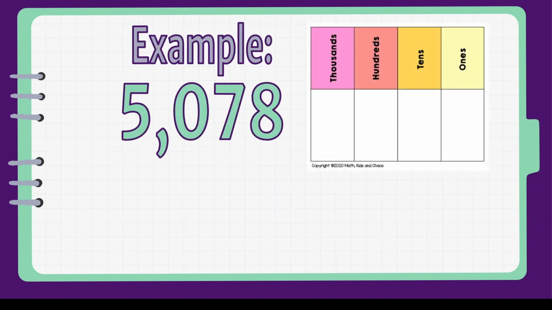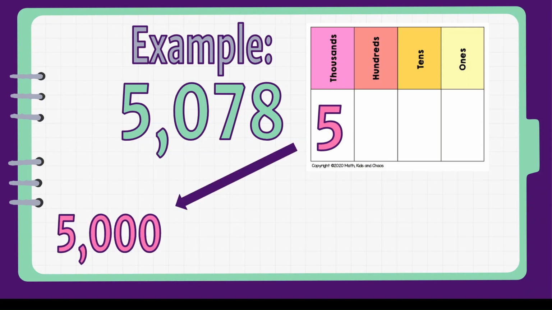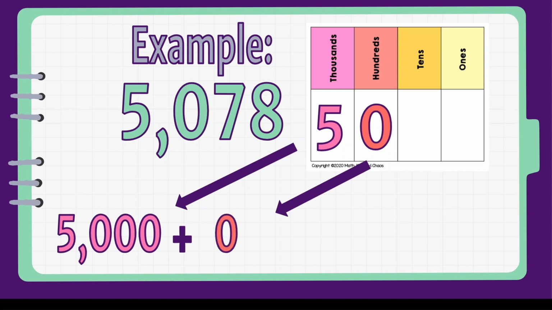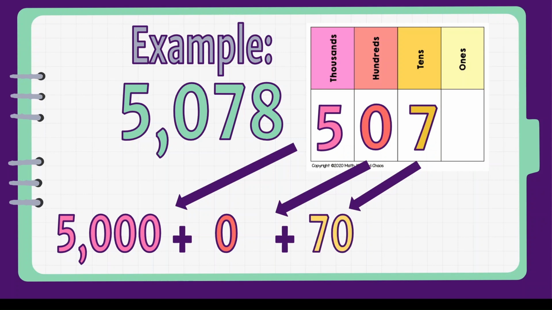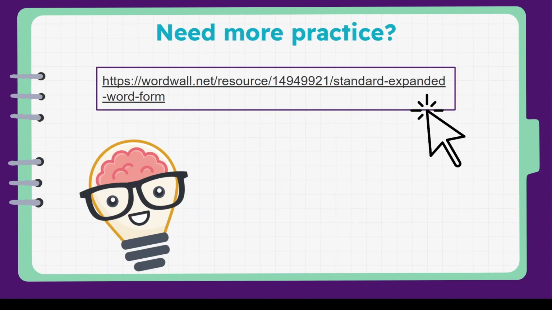Let's try another example, 5,078. We have 5 thousands, we replace them with its value, which is 5,000. We have 0 hundreds. We can write it 0, or we can just leave it empty. We have 7 tens, we replace it with its value, and we add 70. Then we have 8 ones, which is 8. So the expanded form of 5,078 is 5,000 plus 70 plus 8.